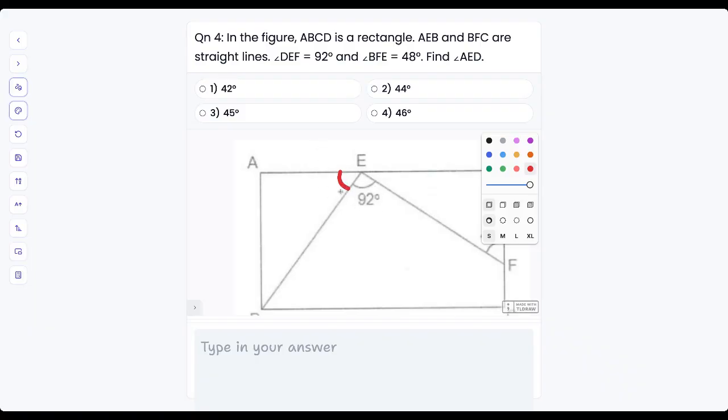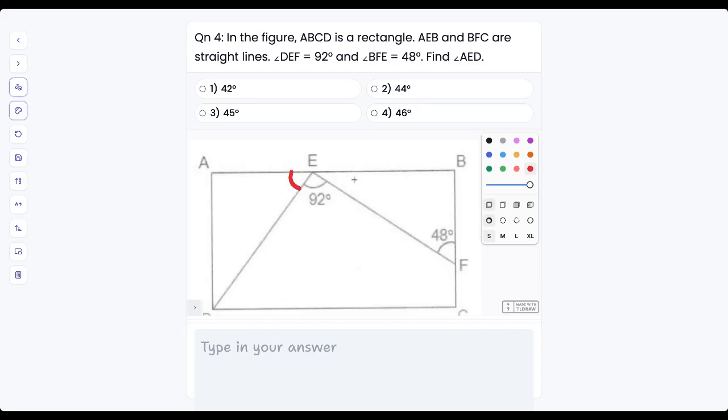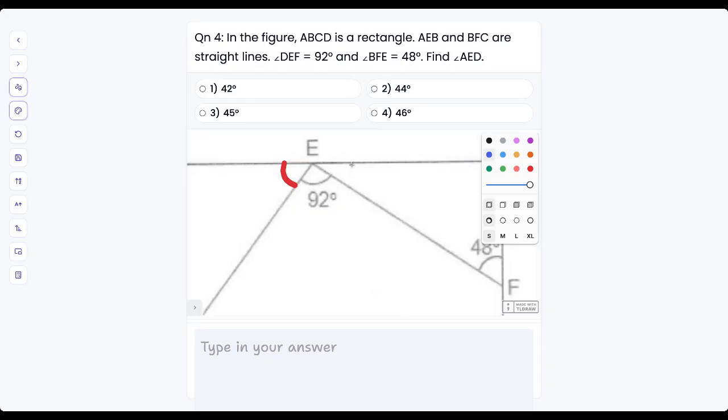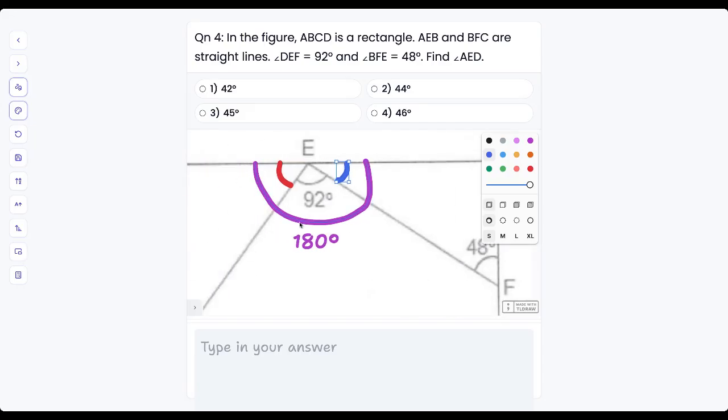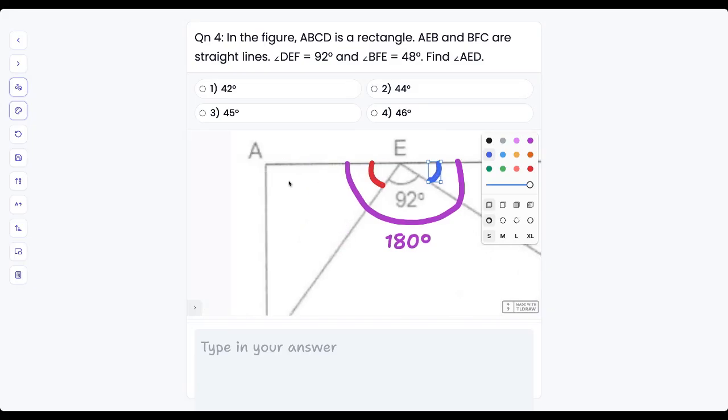In order for us to get this angle, what other angles do we need to get this red angle over here? We know that we have the 92 degrees, but we also need this angle. Why is that so? Because one straight line is 180. So this whole big one is 180 degrees over here. If we have 180 degrees minus 92 degrees minus the blue angle over here, which is BEF, then we are able to get the red angle, which is AED.